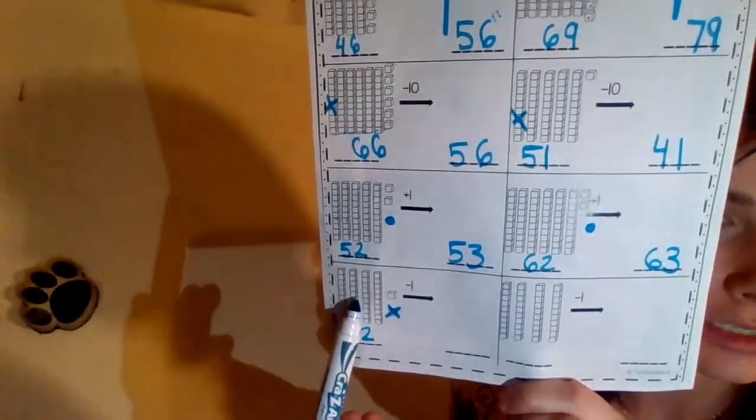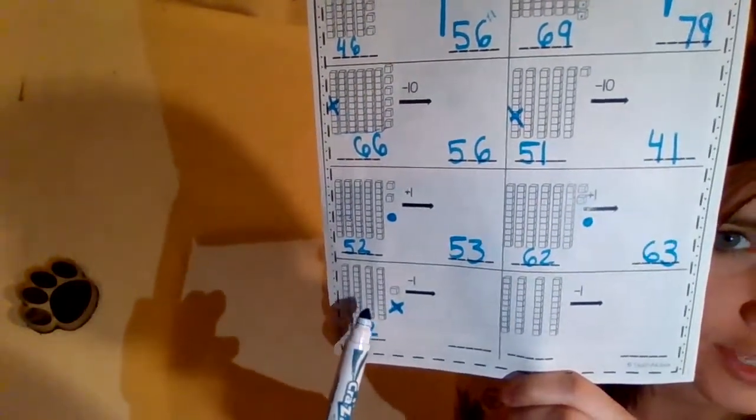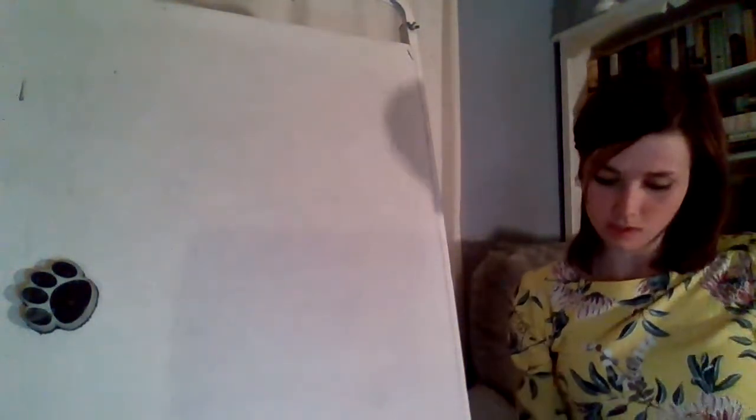So now let's count it. 10, 20, 30, 40, 41. So 1 less than 42 is 41.